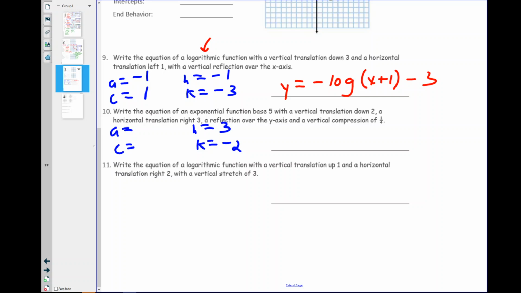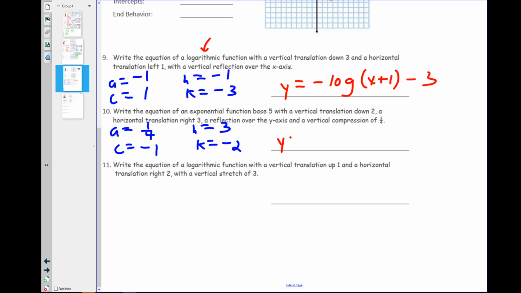H is +3. A reflection over the y-axis, what does that mean? -1. And what does a vertical compression of 1/4 mean? A is +1/4. So there's a lot of things. We have all 4 transformations here. A, C, H, and K are all doing something.